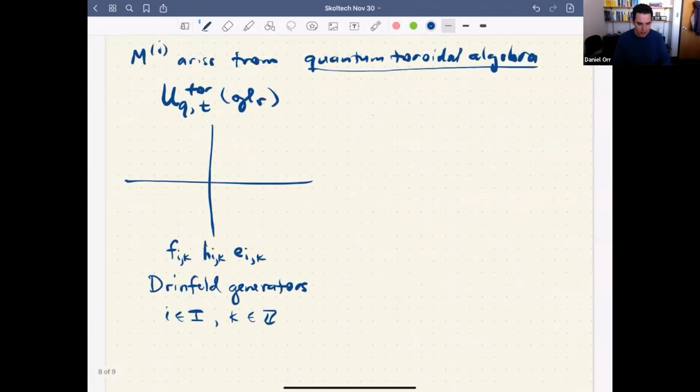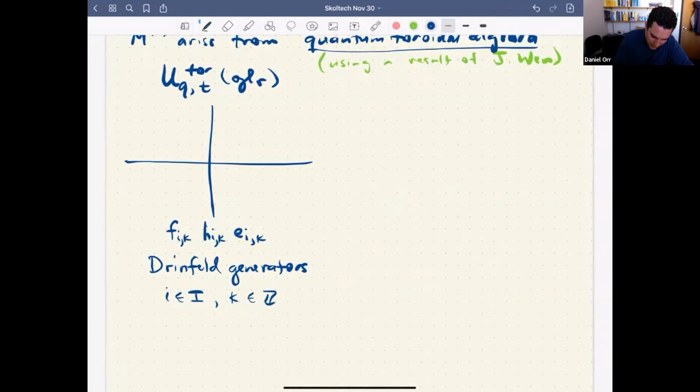Okay, let me go back here. So these operators, they really come from the quantum toroidal algebra. I should mention, because I don't know if I'll fit it in otherwise, that we're using a result of Josh Wen. Just wanted to make sure I at least vaguely give him credit here for an important foundational result. So you have these Drinfeld generators, you have these Cartan ones, which generate a Heisenberg algebra on the y-axis here. So the relations are like the relations in the quantum loop algebra.